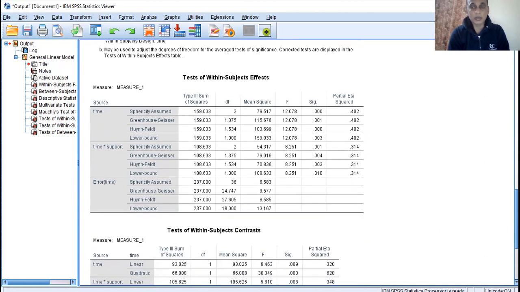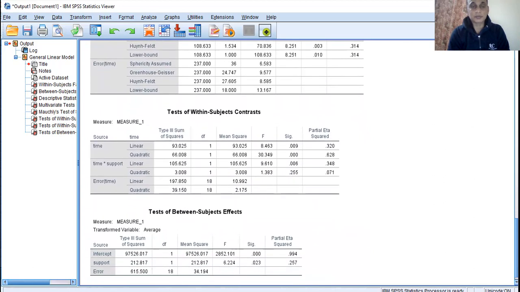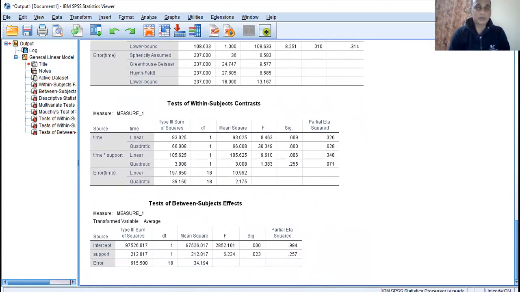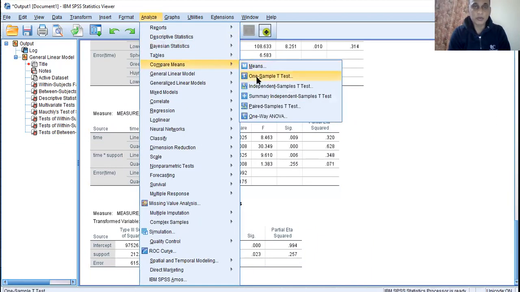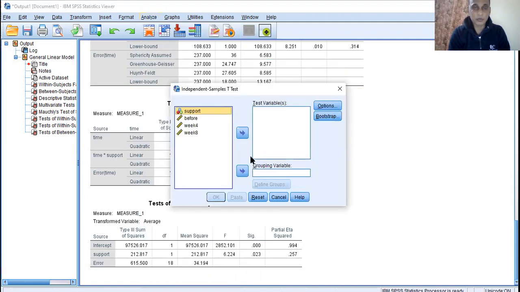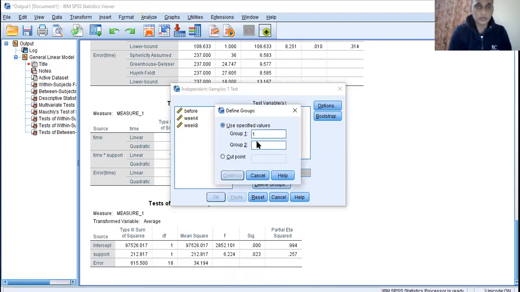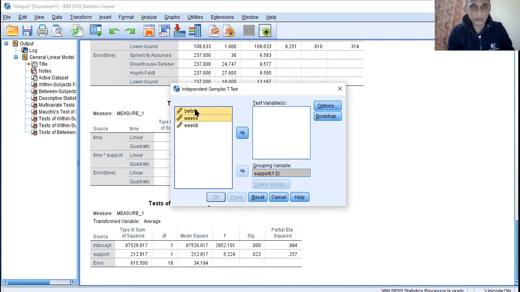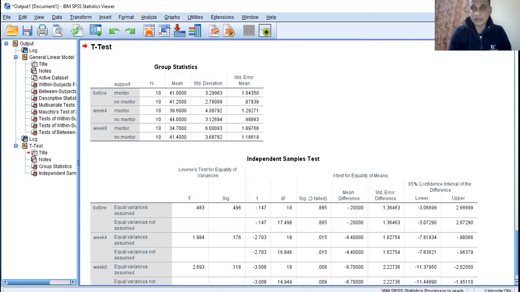This will be used to compare the differences in stress level between these new management trainees who are either being mentored or not being mentored, in a pairwise scenario. For that, I go to Analyze, then Compare Means, then Independent Samples T-Test. Support is my grouping variable, with 1 as mentor and 2 as no mentor. I continue, and then I have before, week 4 and week 8 as the three values. I put them here, click OK, and the answer is there before you.